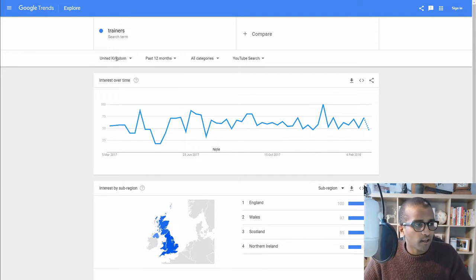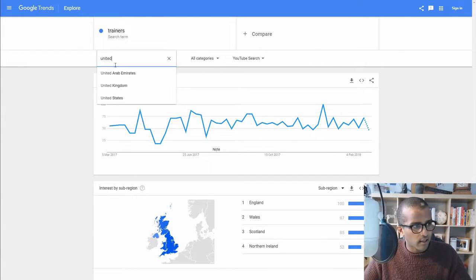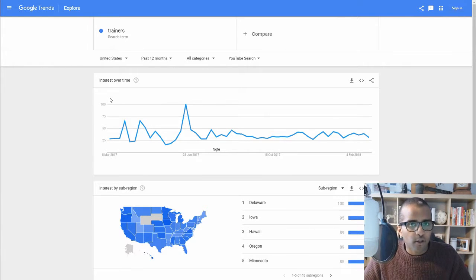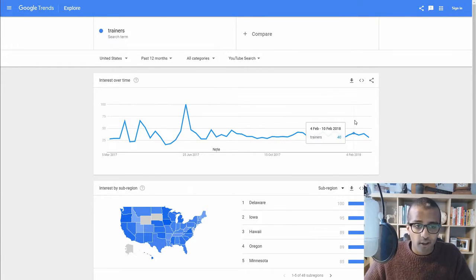Maybe that's the UK only. Let's just see in the United States. Nothing there. So this is where you have to keep looking and finding whether you may find a future search trend or not. Not very easy to find, but if you can find it, it's really useful.